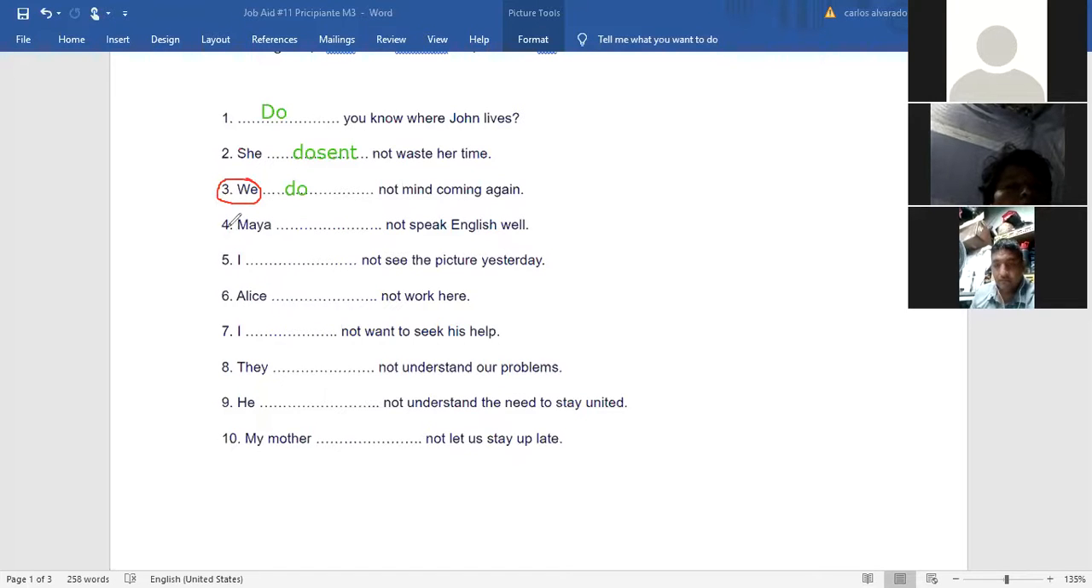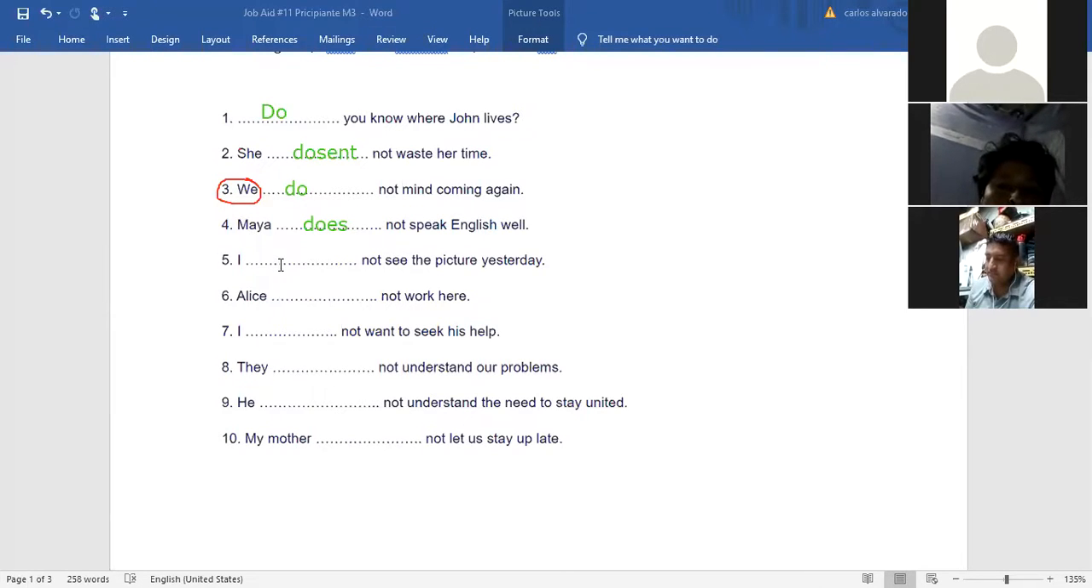All right, number four. Maya blank speak English well. Does not. Very good. Recuerden, es he, she, it o tercera persona, pronombre.